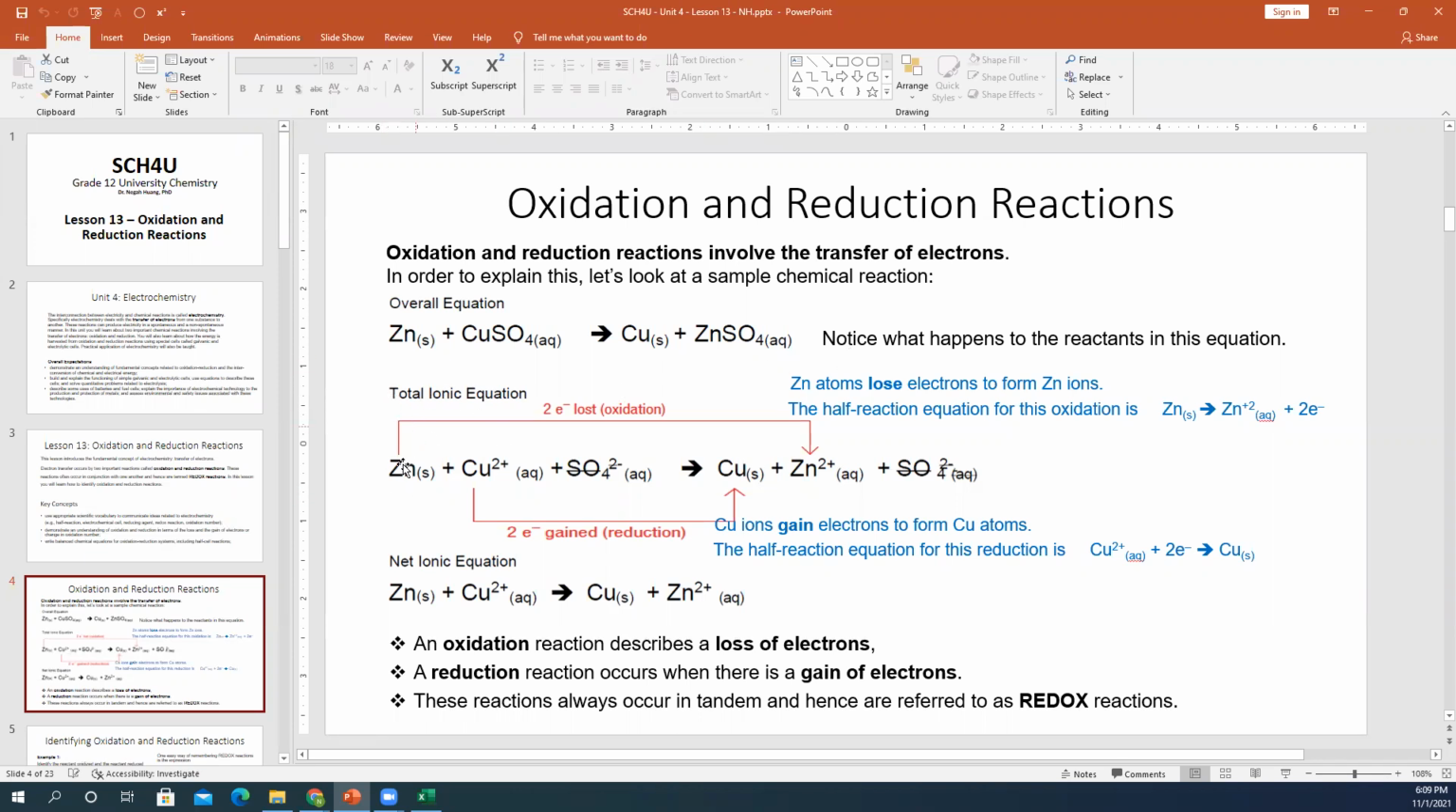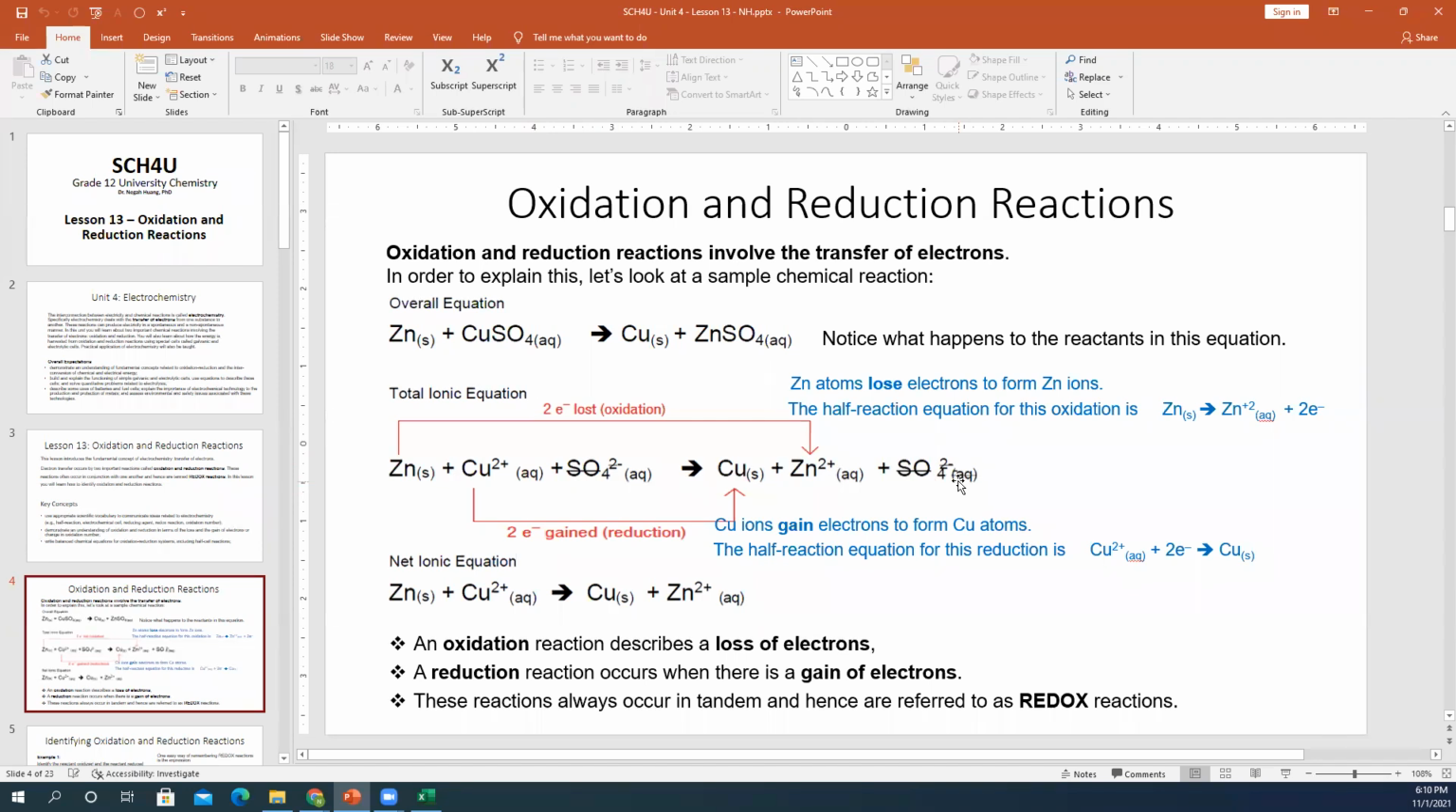So let's take a look and really notice what is happening to the reactants in this equation. The first step is to write out the total ionic equation. By total ionic equation, we mean that when we see a component that is in the aqueous state, such as this copper sulfate, such as this zinc sulfate, we go ahead and write it out in its ionic form. So copper plus 2 ions and sulfate ions, and we denote again that they are in the aqueous state. Same with the zinc sulfate. We write it as zinc plus 2 ions and the sulfate ions, both in the aqueous state.